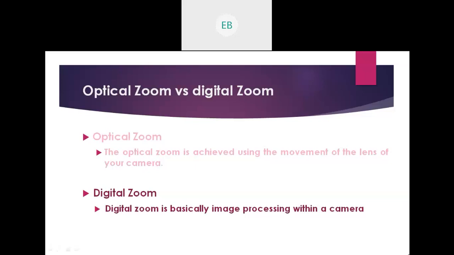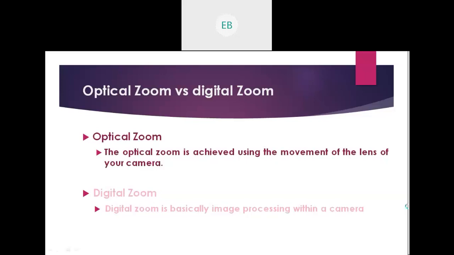Then digital zoom is basically image processing within a camera. During a digital zoom, the center of the image is magnified and the edges of the picture get cropped out. They are trying to magnify or zoom the center of the image, and then the edges of the picture get cropped out. See the Einstein picture which I showed you just before. Due to the magnified center, it looks like the object is closer to you.